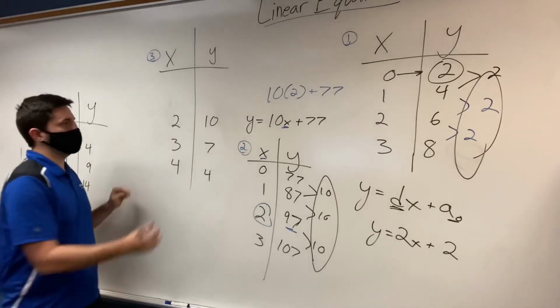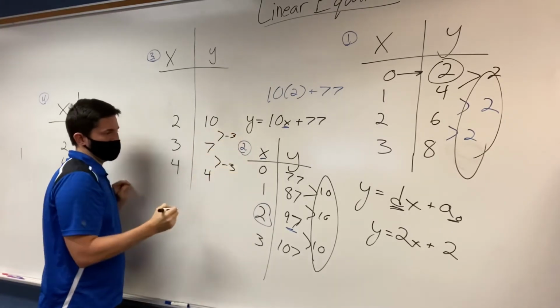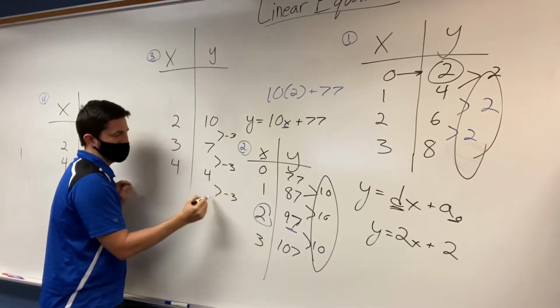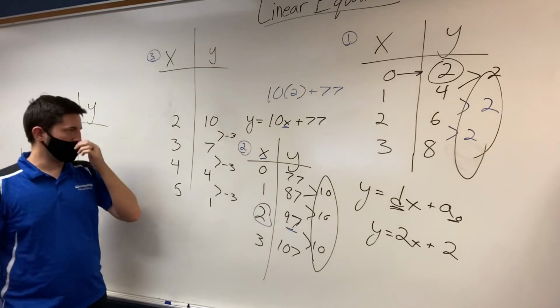It's going down, okay? So I'm going down by 3. I'm going down by 3. If I continued this, I'd go down by 3 again. I'd be at 1 if I was at term 5. But I don't care about that. I want to go backwards. So what do I need to do?